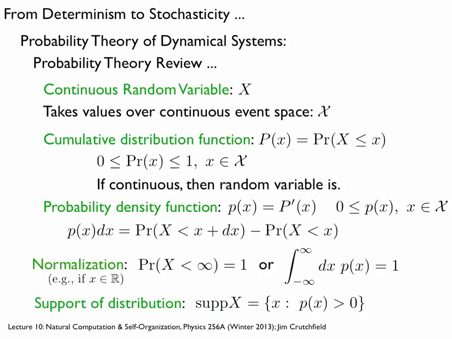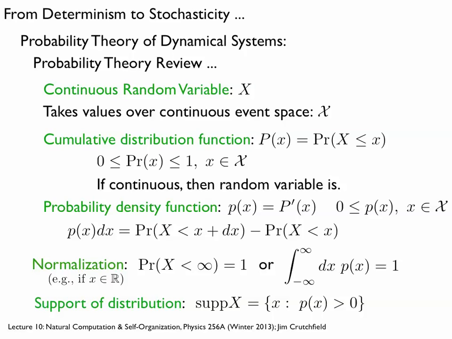Okay, just a little definition, mostly introducing terminology and a couple examples. The other kind of random variable we'll look at are continuous random variables. Same notation here. Capital X is the random variable. Now, our event space is continuous.